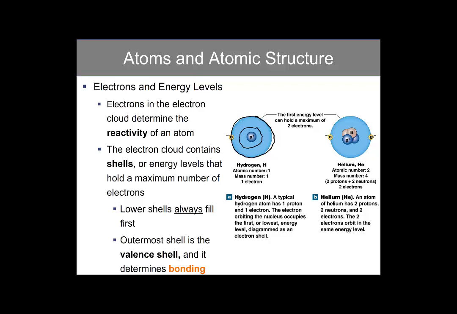We find that these shells, or energy levels, contain a maximum number of electrons, and we always find that the lower shells, the ones that are closest to the nucleus, always fill first. The outermost shell is the valence shell, and it's the valence shell that ultimately determines bonding.